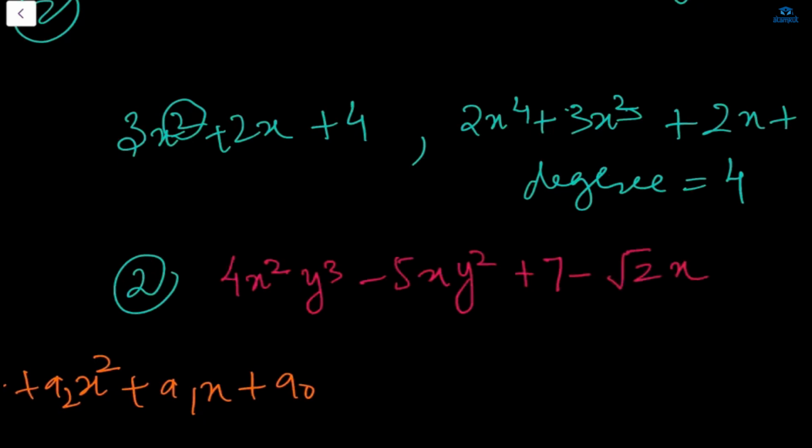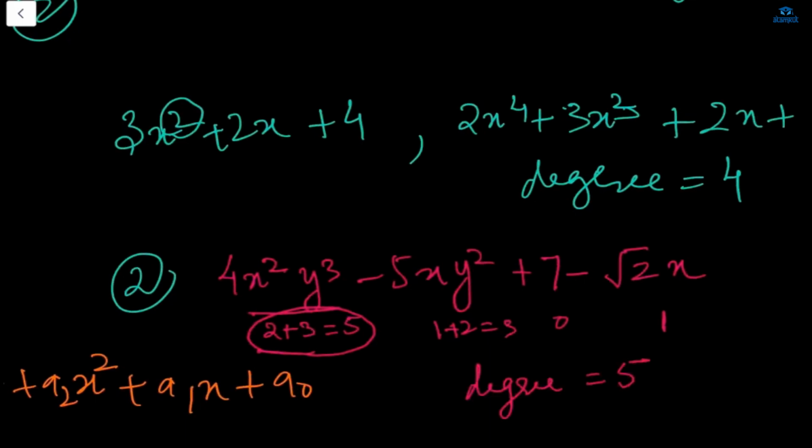Now here you can see there are two variables, so we are going to add up their powers. So we get 5 here, 3 here, here no variable is there so 0, and here the x power is 1. Now you can see the first term has the highest power, so the degree of the expression becomes 5, since the highest power of a term is 5. When there are many variables, we add up the powers of all the variables.